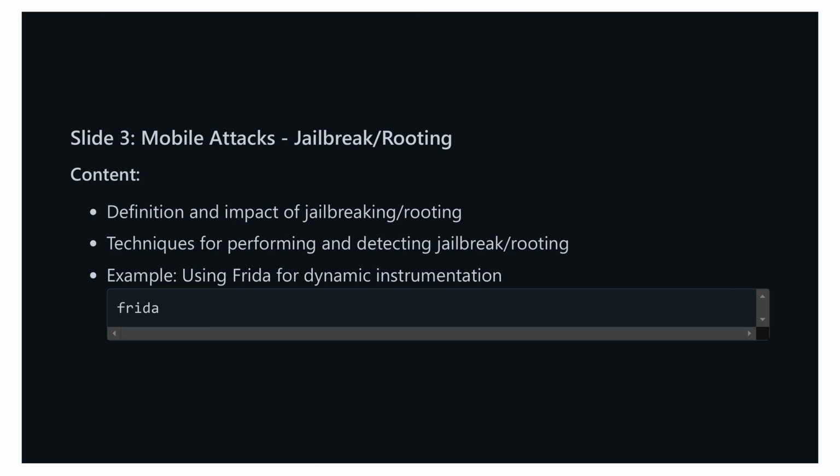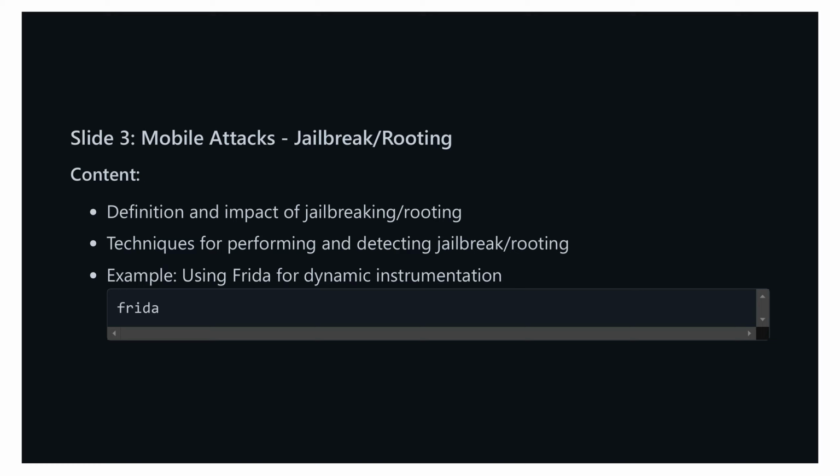Now that we've discussed information disclosure in mobile devices, let's move on to another critical topic in mobile security: jailbreaking and rooting. So, what exactly are jailbreaking and rooting? In essence, jailbreaking refers to removing software restrictions imposed by iOS, Apple's operating system, whereas rooting is the Android counterpart that allows users to gain root access and control over the device's entire operating system.